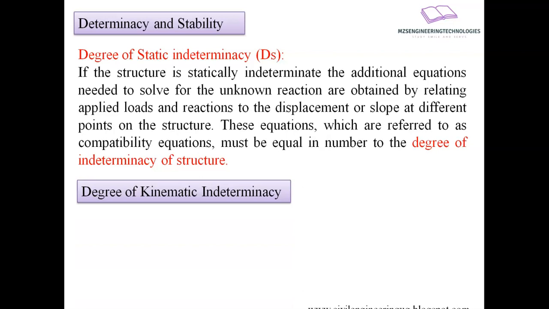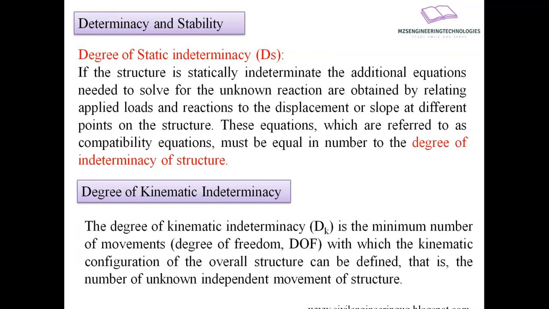In a similar sense, we can define the degree of kinematic indeterminacy. The degree of kinematic indeterminacy, which is represented by the symbol dk, is the minimum number of movements, that is the degrees of freedom (DOF), with which the kinematic configuration of the overall structure can be defined. That is, the number of unknown independent movements of the structure will be counted as its degree of kinematic indeterminacy.